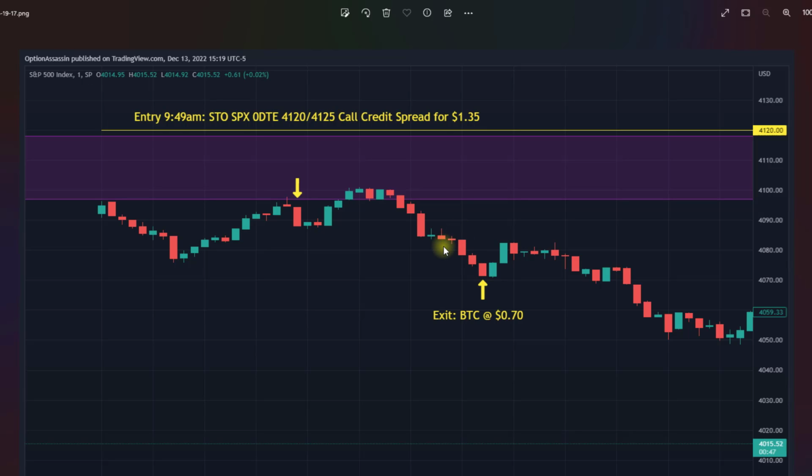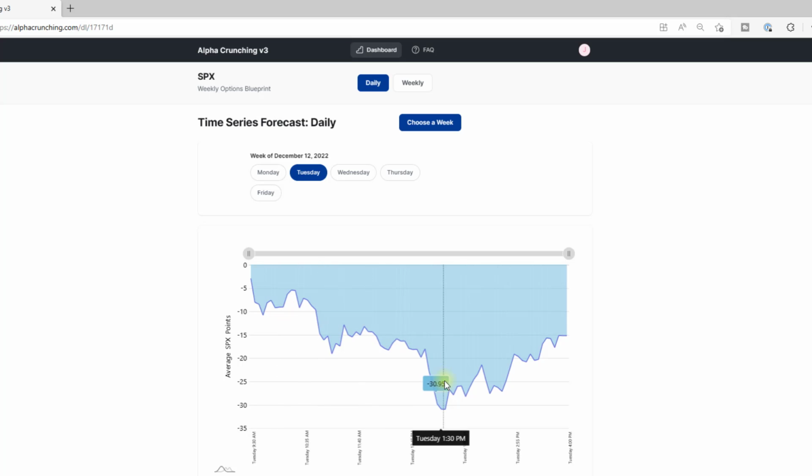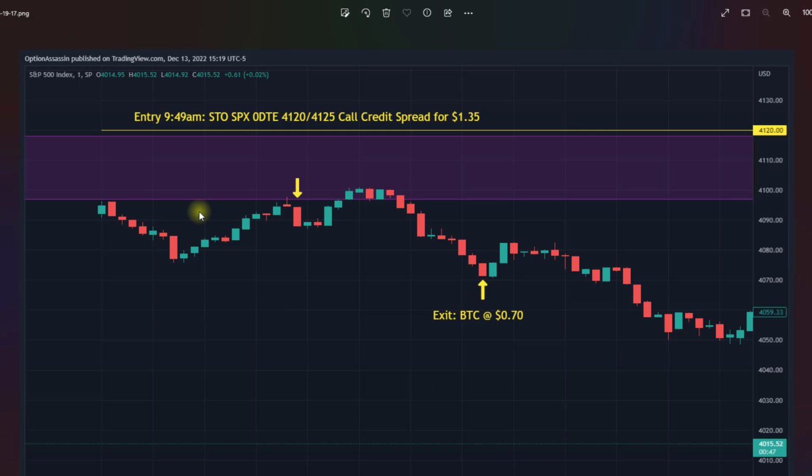Now, if you go back to the actual full daily chart, which I'm not going to do here, the market pulled back way more. So I could have maybe re-entered and traded it all the way down. But this is a good example of looking at the blueprint, choosing a directional bias, going to the charts and looking for key levels or even chart patterns to play off of.